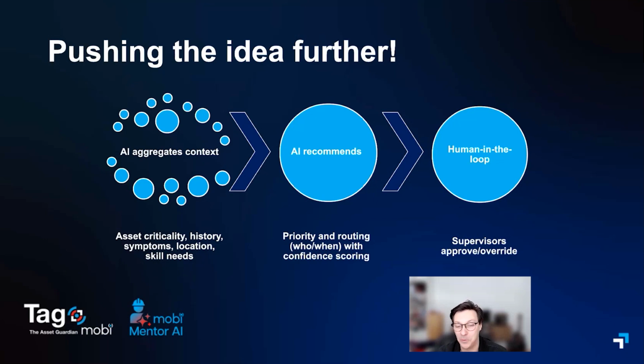What I see, or I think where most organizations are, is really here. Supervisors approve or override exactly what I showed here. So have the AI suggest something to me, and then I'll approve it. Okay.